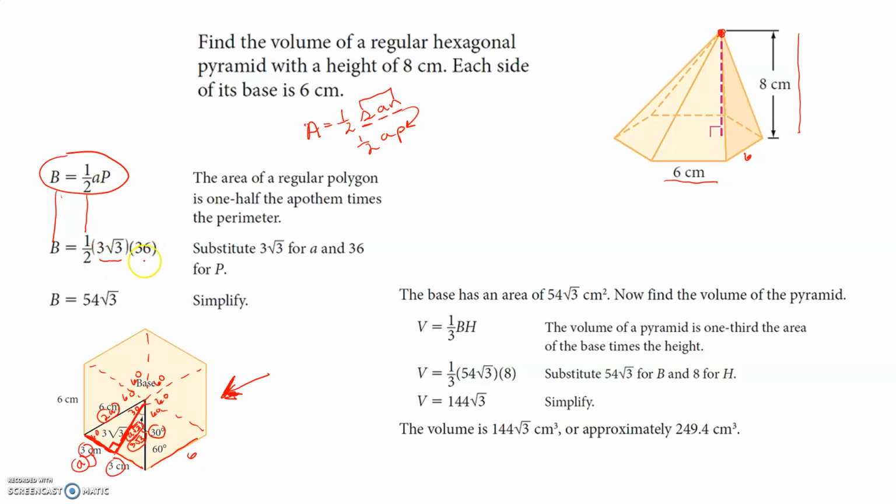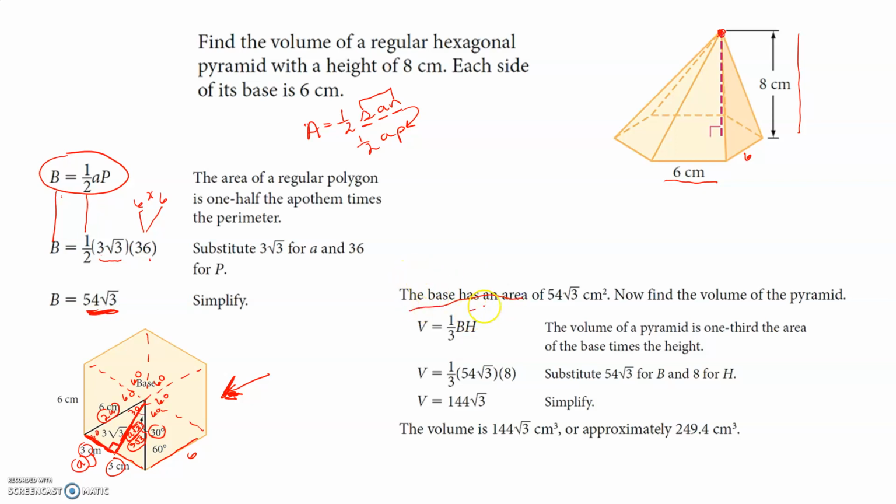And then the perimeter I have 6 sides, and each of the sides has a length of 6 centimeters. So when I multiply those, that's where the 36 comes from. Okay, then they keep the square root of 3, and then let's do half of 36 is 18, and 18 times 3 would be 54. So now I have the area of that base, that was very complicated, is 54 square root of 3. So now this part, next part should be easy.